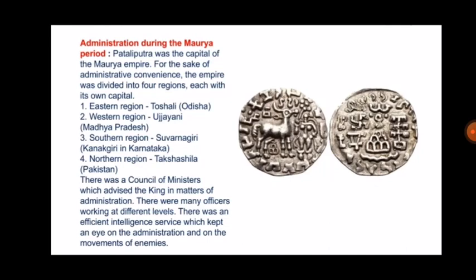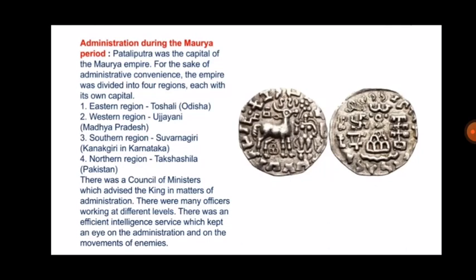Second, the western region, Ujjaini, today called Madhya Pradesh. Third, the southern region, Suvarnagiri, Kanagiri in Karnataka. Fourth, the northern region, Takshashila, in Pakistan.